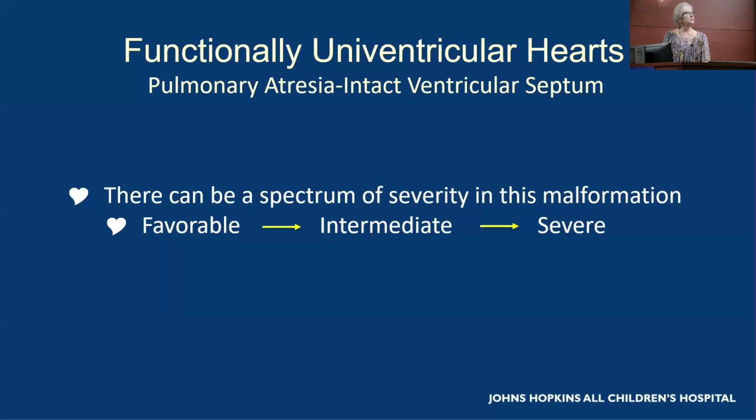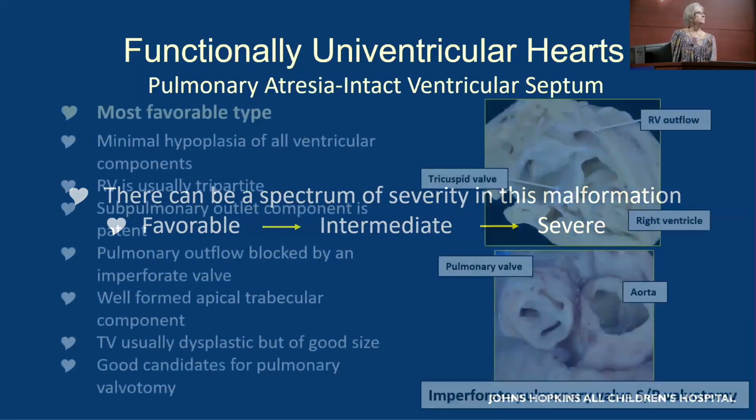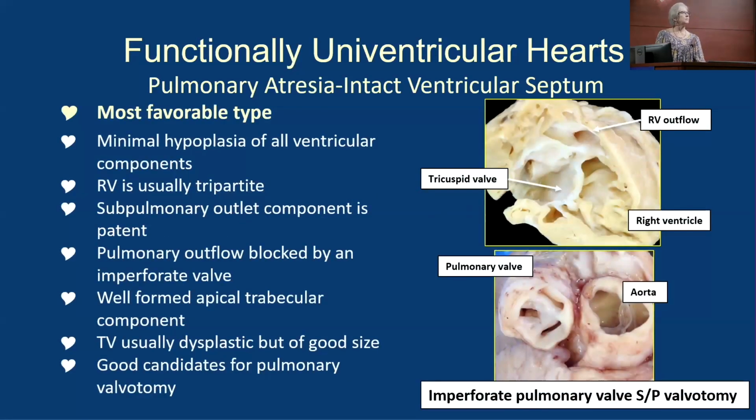So to move on with the last functionally univentricular heart I'm going to talk about is to look at pulmonary atresia intact ventricular septum. And in this group, there is a spectrum of severity, and in between the favorable, the intermediate, and the severe types, there is a very wide spectrum that we can see. So with the most favorable type, there's minimal hypoplasia of all the ventricular components, and the right ventricle is usually tripartite. The subpulmonary outlet component is typically patent, and the pulmonary outflow is typically blocked by an imperforate valve.